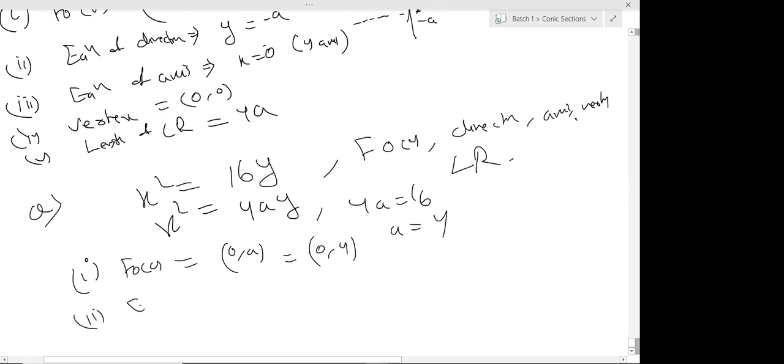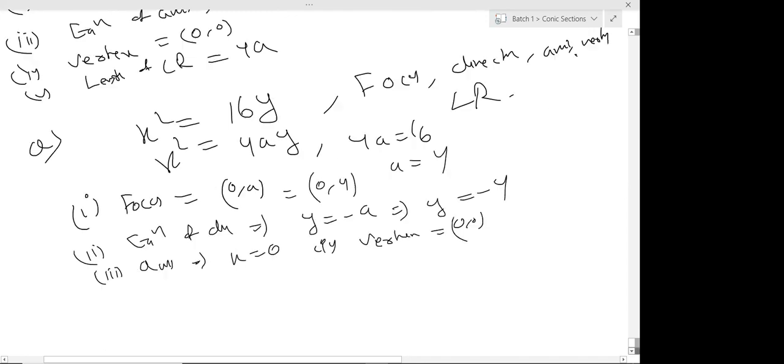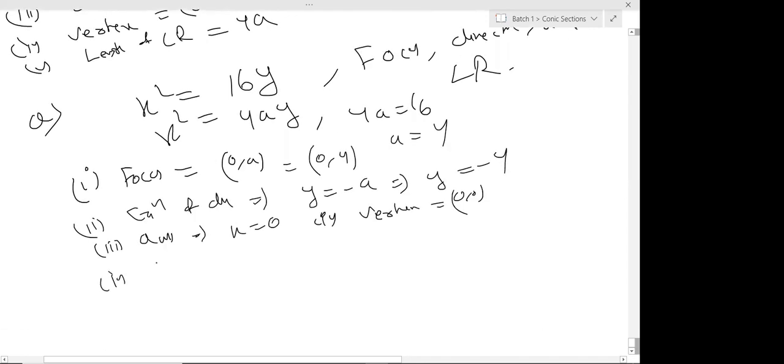Equation of directrix: y equals minus a, that means y equals minus 4. Axis is x equals 0. Vertex is 0,0. Length of LR is 4a, that means 4 into 4 is 16. All right, very easy.